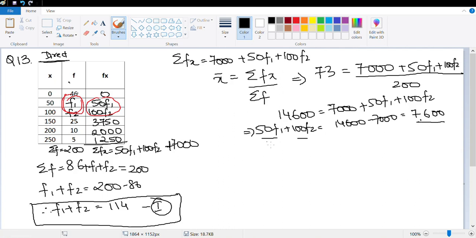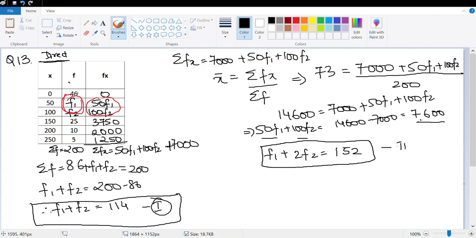Yes, I can divide everything by 50, right? So let's divide. That's f1 plus 2f2 is equal to 760 divided by 5. That's 5 ones are 5, 26, 5 5s are 25, 10, 152. So that's my second equation.